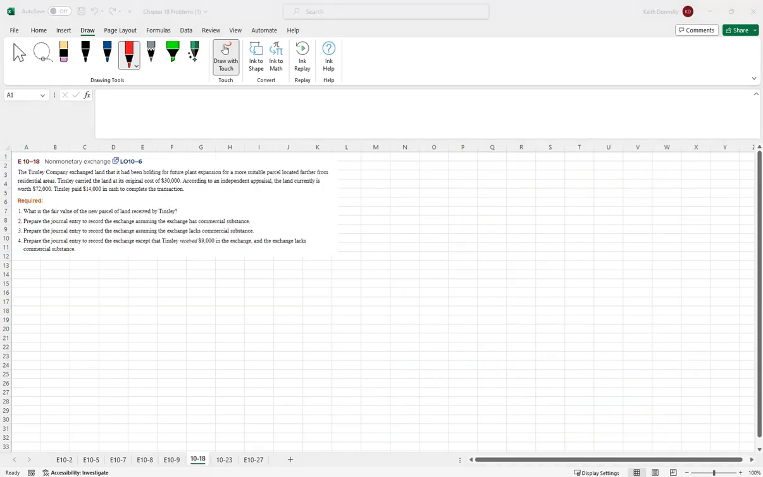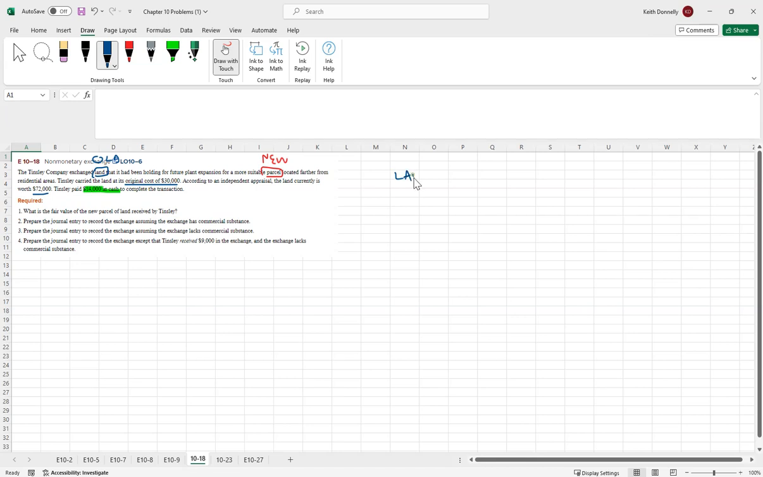Three more problems here, nothing too bad. It says the Tinsley Company exchanged land that it had been holding for future plant expansion for a more suitable parcel of land. So it looks like they're trading land for land. It's like old for new. The original land had a cost of $30,000. It's currently worth $72,000. They also paid $14,000 in cash.